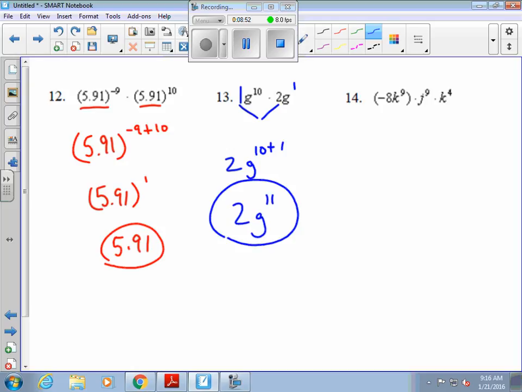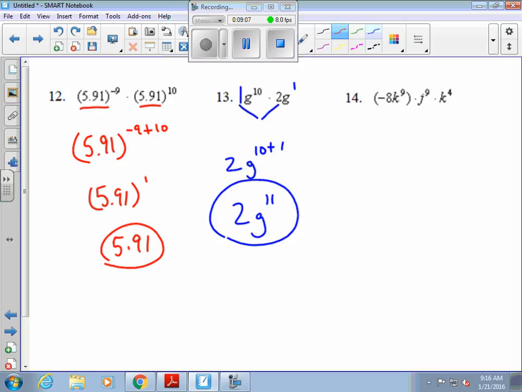Negative 8k to the 9th times j to the 9th times k to the 4th. Again, same basis. All of those have coefficients of 1 other than the negative 8. So if you need to look at those 1s, you can do that. It's not necessary to write them in, just so you can see them though.